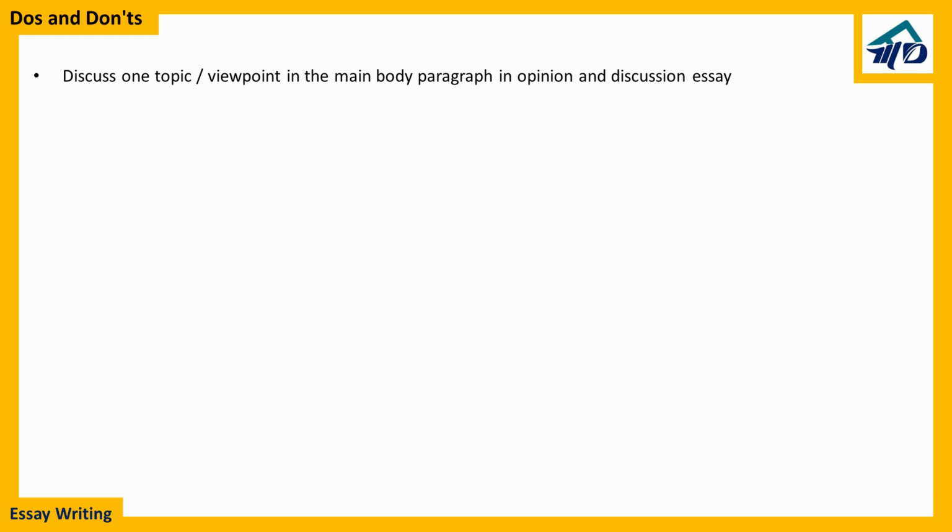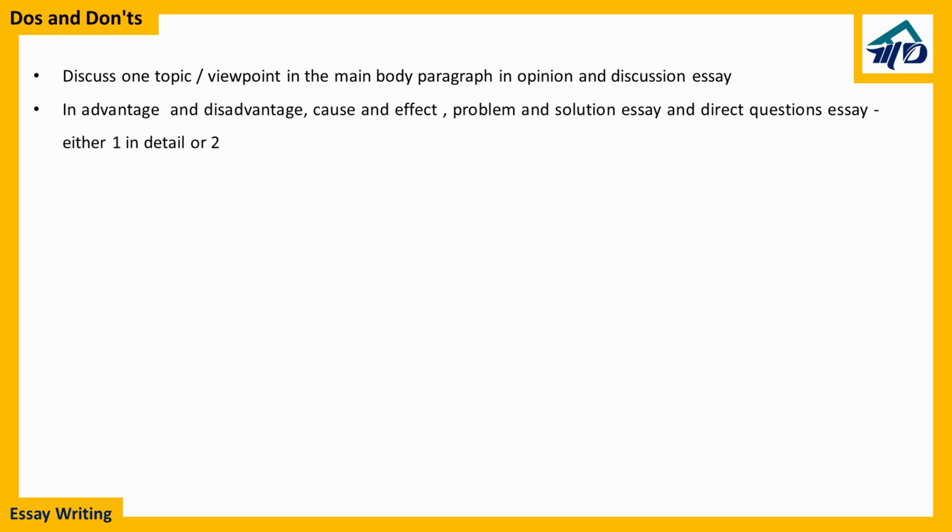That's all, guys. And if you ask me, what about advantage, cause and effect, problem solution, or direct question essay? How many points can you discuss? Well, it is up to you. If you can explain one advantage or one cause or effect or problem or solution in detail, go for it. Otherwise, write two advantages, two causes, two effects, likewise problem solutions. The main thing is that we have to explain in detail.